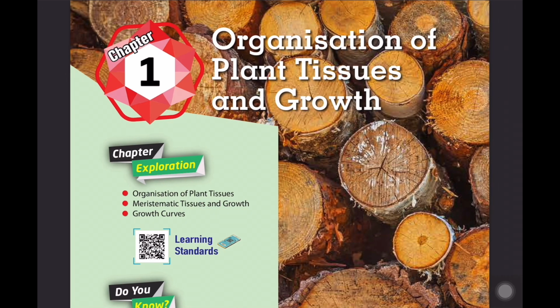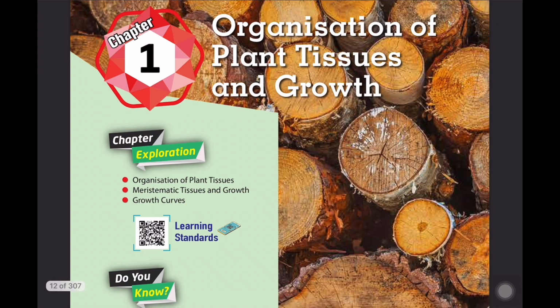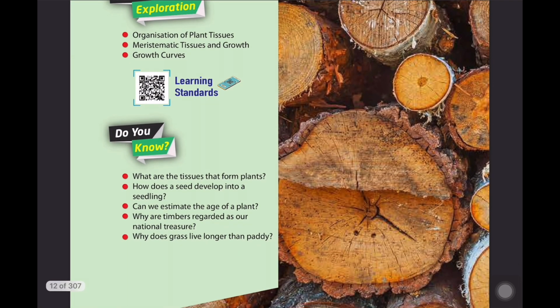Welcome to Biology Chapter 1, Form 5, which is Organization of Plant Tissues and Growth. So we will talk a lot about plant tissues and we'll talk a lot about growth in this chapter, and you can always scan the QR code to find out what you need to know by the end of the chapter in terms of standards, right? And hopefully by the end of the chapter, you will be able to answer these questions.